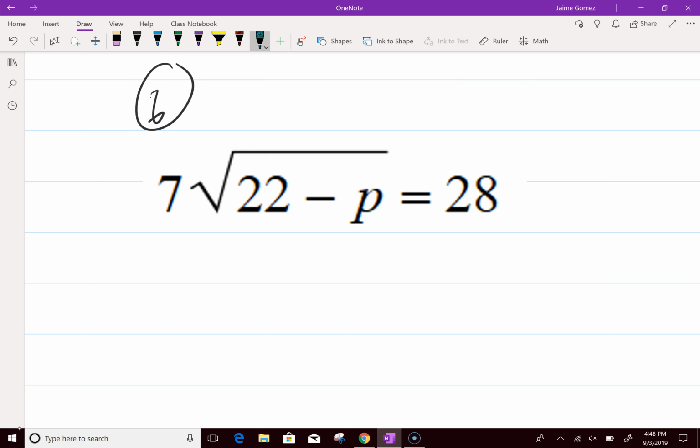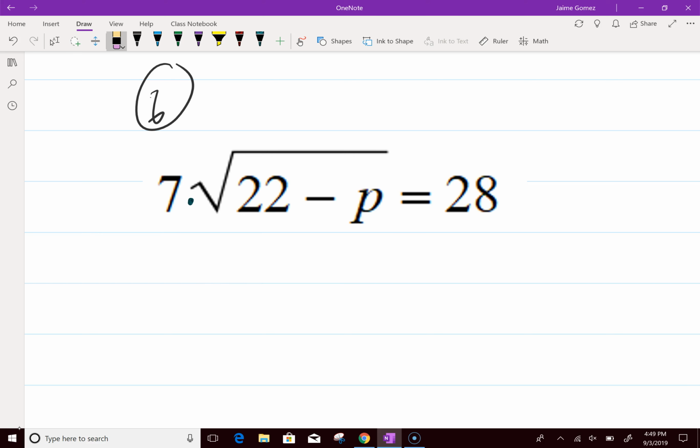7 times the square root of 22 minus p equals 28. Remember that when you have the square root, you check, is there anything in the front? Is there anything afterwards? Well, is there anything after here? No, there's nothing after the square root, so this is done here. You're not going to worry about this side here. There's nothing there.